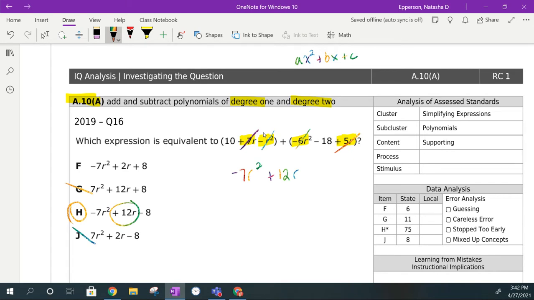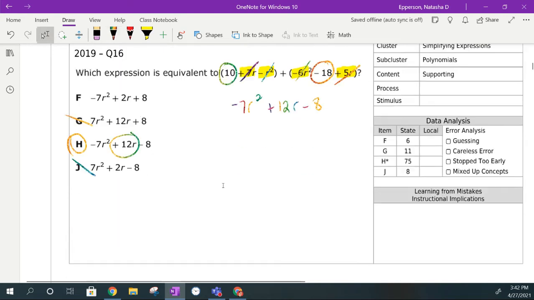We can go ahead and check the final. 10 minus 18 gives me the minus 8. So we did do that correctly.